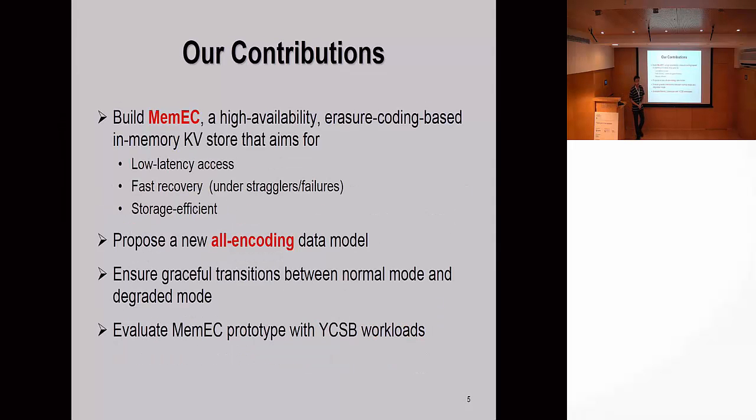We built a system called MemEC to realize a high availability erasure-coding-based in-memory KV store for small objects in particular. And we aim for 3 goals: low latency access, fast recovery, and also storage efficiency. And we propose a new model for the encoding of small objects, which we call the Encoding Model. Based on this model, we propose some mechanisms to ensure graceful transitions between the normal mode, when there's no failure, and degraded mode, which has failures. And then we do a lot of test-bed experiments on our prototype using the YCSB workloads.